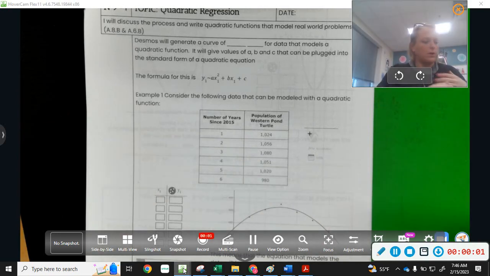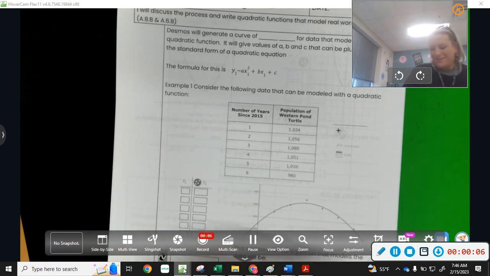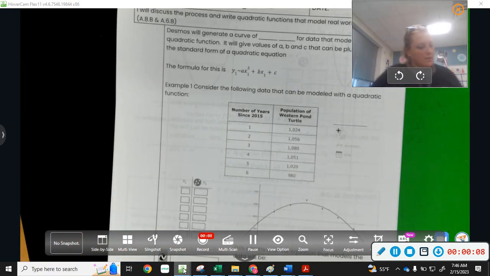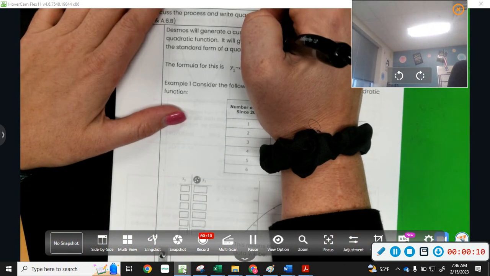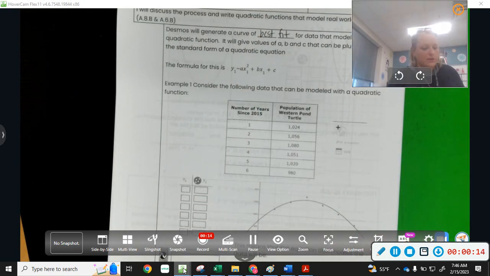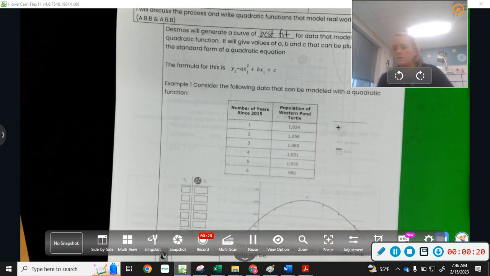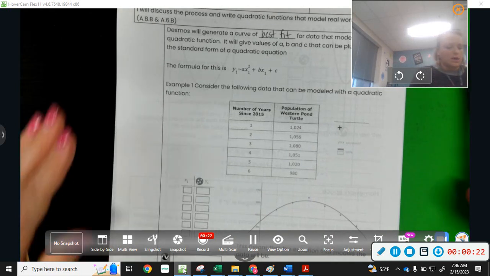Good morning. We are doing N9-1 quadratic regression. Desmos will generate a curve of best fit for data that models a quadratic function. It will give values of a, b, and c that can be plugged into the standard form of a quadratic equation. So when you look at your quadratic equation, you have an a.